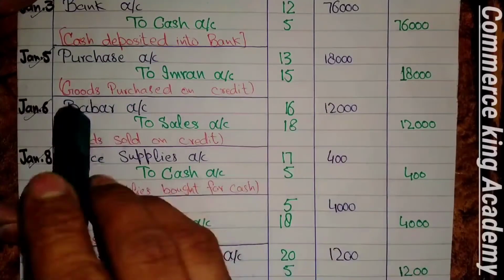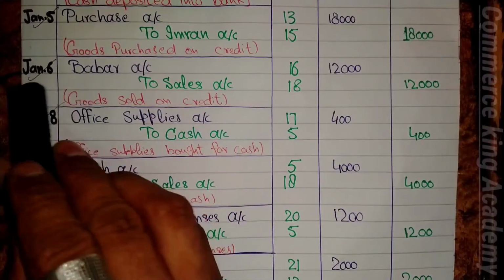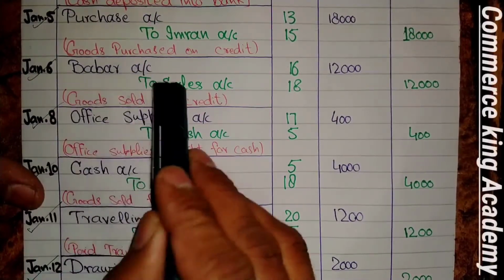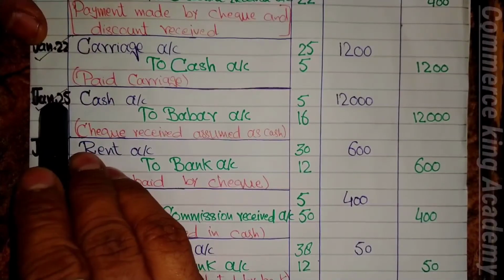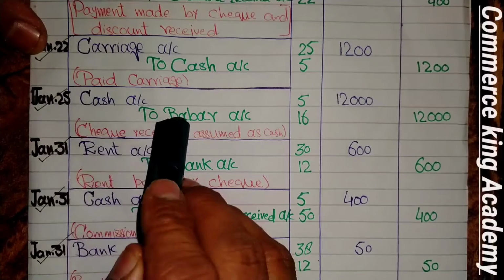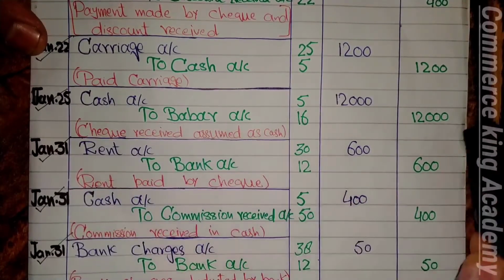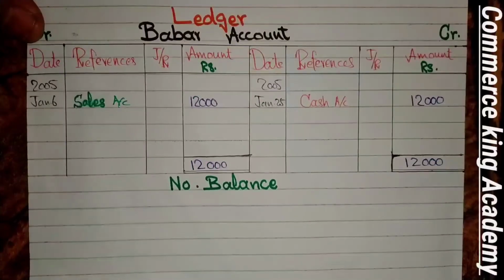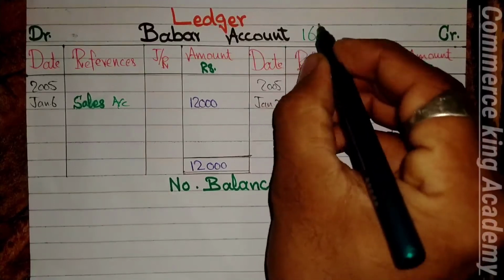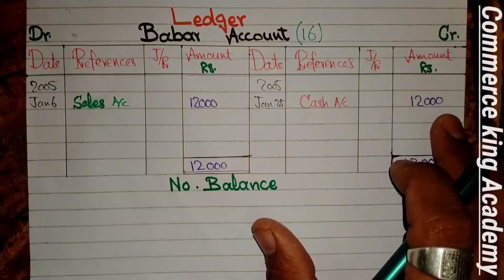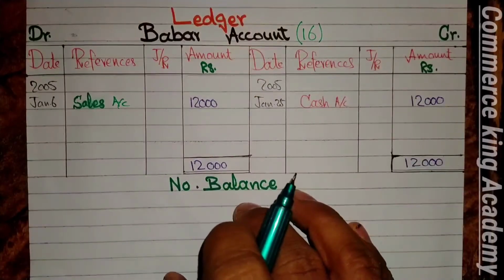Our next account is Babar account with ledger folio number 16. The first entry of Babar account is on Jan 6th. Babar account debited by sales account amounted 12,000 rupees. And the second entry, Jan 25th, is Babar account credited by cash account, check received assumed as cash, amounted 12,000 rupees. Okay, debit side and credit side. Same as Imran's account, Babar account also has no balance, debit or credit.